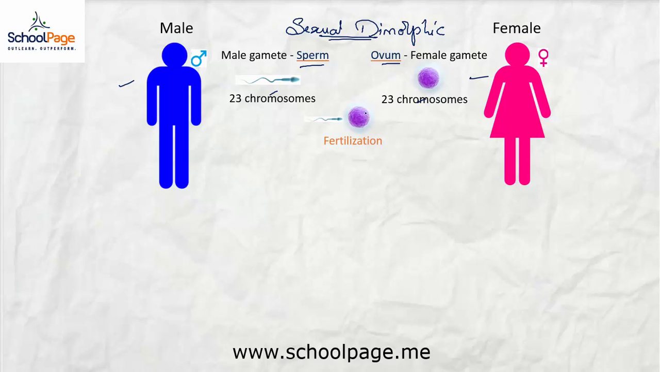After fertilization, zygote is produced. Zygote is nothing but a single cell with 46 chromosomes. Here you can see. So there are 46 chromosomes in a zygote, and zygote is a single cell. 23 of these 46 chromosomes come from father and 23 come from mother. That is the reason we inherit the characters from both father and mother.